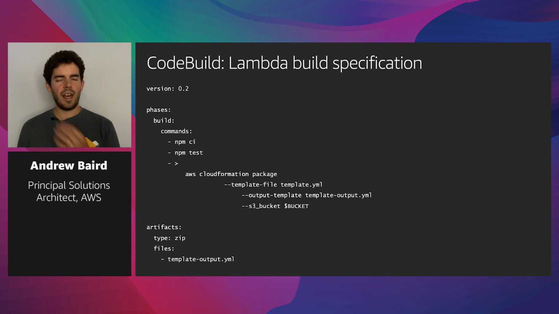So say you were building a Lambda function. This is an example of what is called a build spec file.